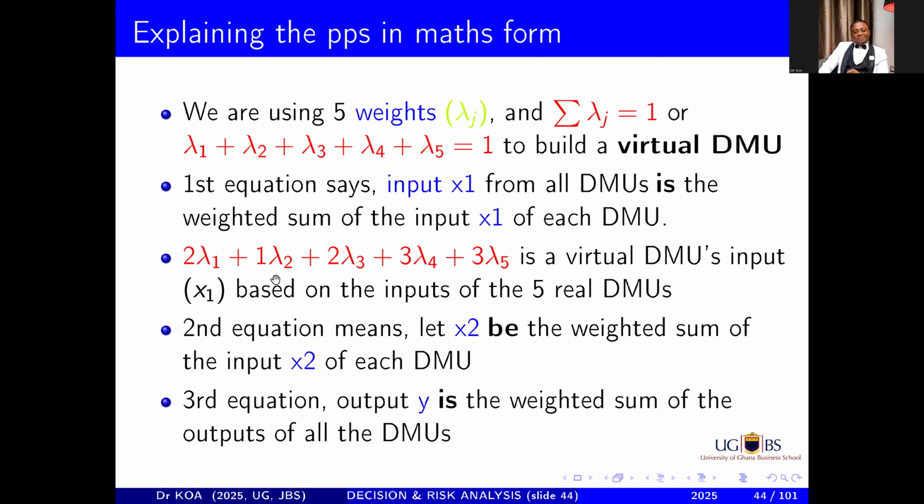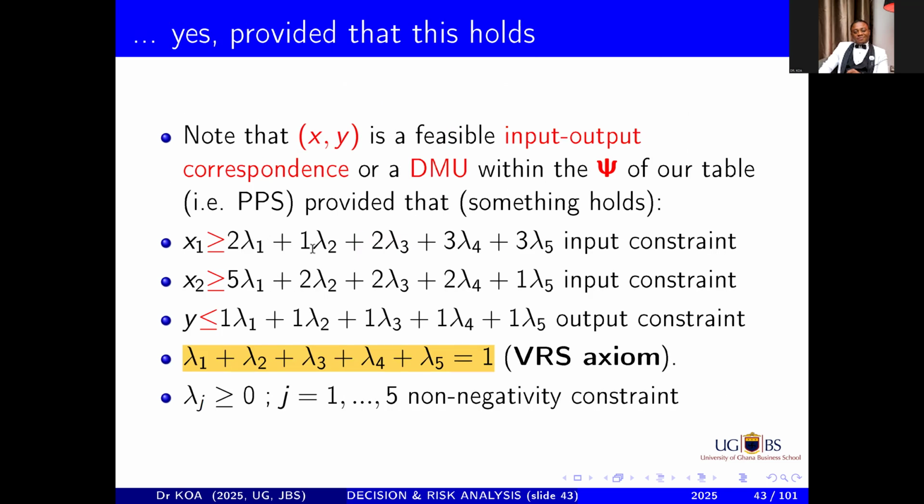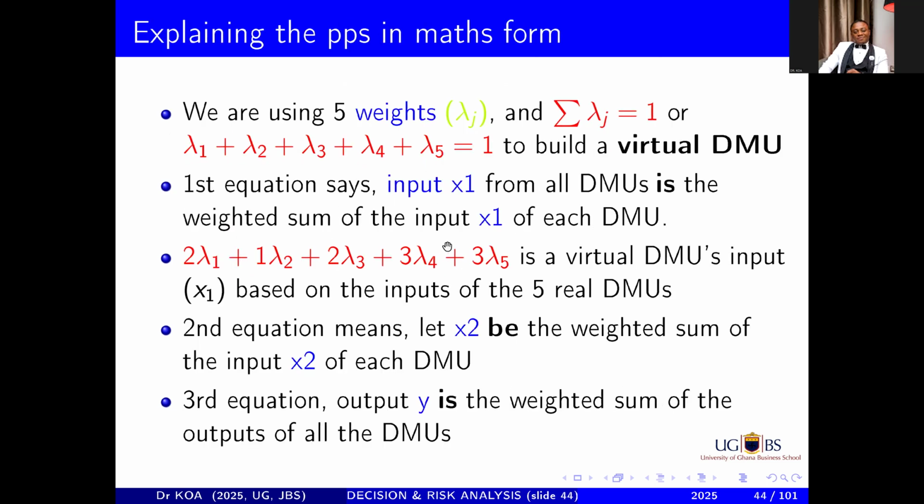And this is it. So when you come here, this is 2 adding to 1. This is 2 adding to 2. 2 adding to 3. 3 adding to 5. You are summing the input, but you are weighting the input to be able to sum them well. The other input will also say the same thing. So the second equation is very important, the same way as the first equation. Now the third one is for the output. So output y is the weighted sum of outputs for all the DMUs. This is important, but if you don't understand, I can explain it further.